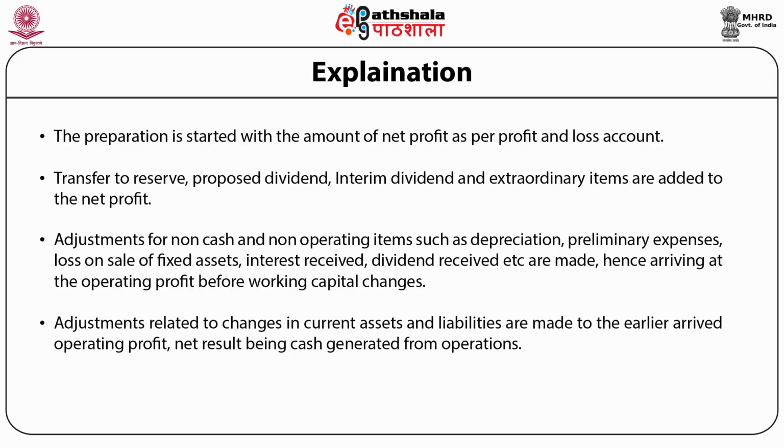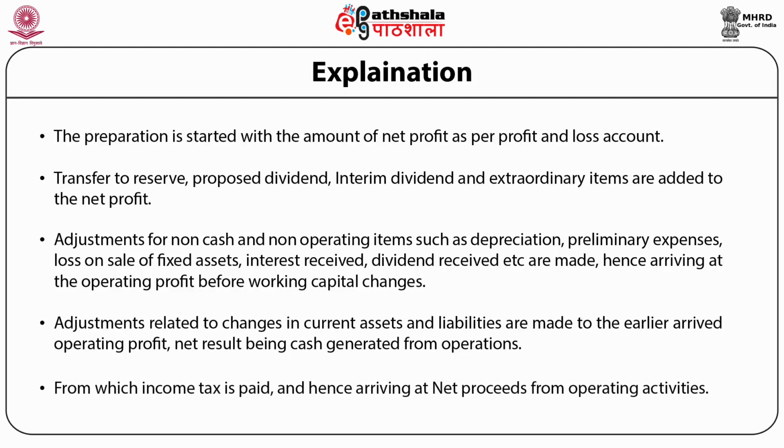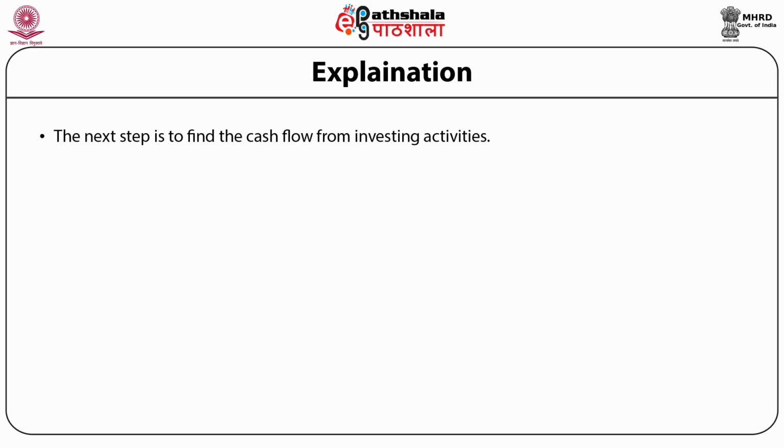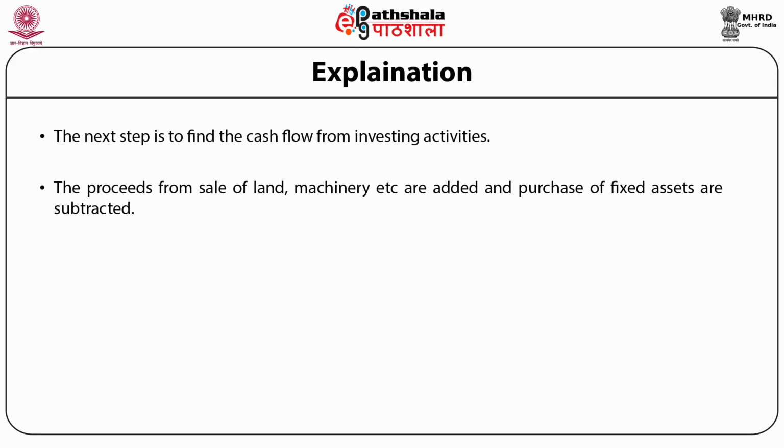Adjustments related to changes in current assets and liabilities are made to the earlier arrived operating profit, net result being cash generated from operations, from which income tax is paid, and hence arriving at net proceeds from operating activities. The next step is to find the cash flow from investing activities. The proceeds from sale of land, machinery, etc. are added and purchase of fixed assets are subtracted.